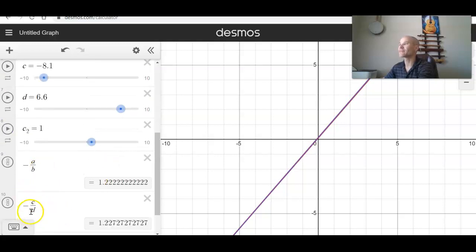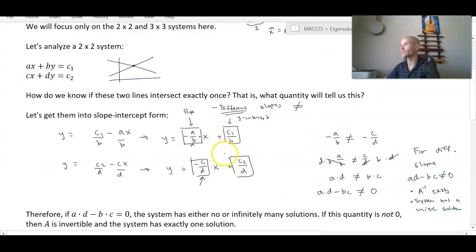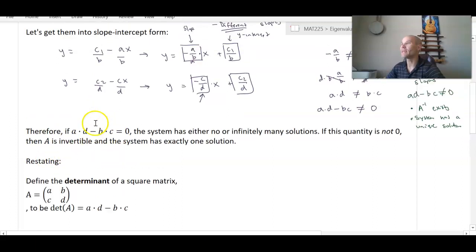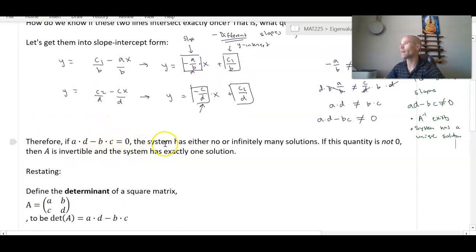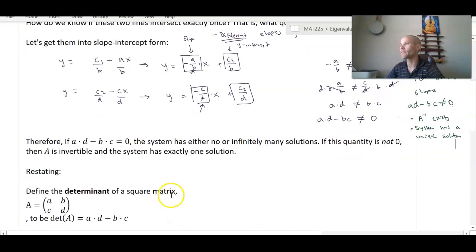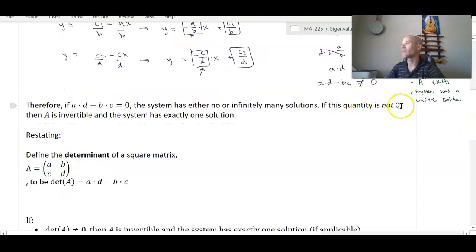So just by looking at the slopes, if they are equal, you just know that they're either the same line or parallel non-touching lines. If there are different slopes, they will intersect exactly once. And that's what we've established here. So there's our quantity that we were talking about. This one quantity, AD minus BC, if it is equal to 0, that means the system has either no or infinitely many solutions. That's the same thing as saying A over B is equal to negative C over D. However, if this quantity is not 0, then the slopes are different and A is invertible and the system has exactly one solution.